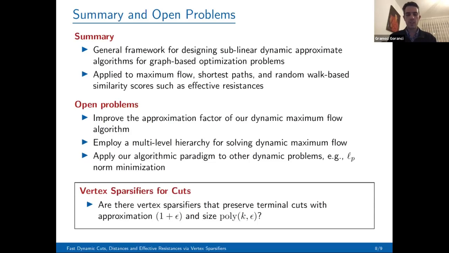And I would like to conclude this talk with a question that I think many people want to solve, at least people who have worked on vertex sparsifiers. So are there vertex sparsifiers that preserve terminal cuts with arbitrarily good approximation and polynomial dependency on the number of terminals and this approximation error? Unfortunately, I think there has been a lot of effort trying to understand this question, but we don't understand it. And it seems like vertex sparsifier is a very important tool, and it's connected to other fields of algorithmic graph theory. So I would like to see more progress on this question. Thanks a lot. Thank you very much.